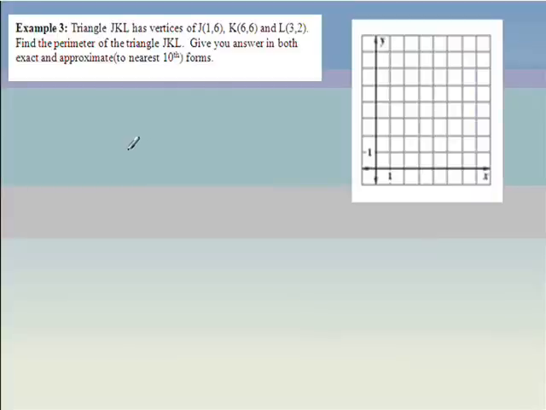We're going to continue on talking about triangles. And we've got triangle JKL, and it's got these vertices. So let me see, J is at 1, 6. So there is J. K is out here at 6, 6. So here's K. And L is located at 3, 2.